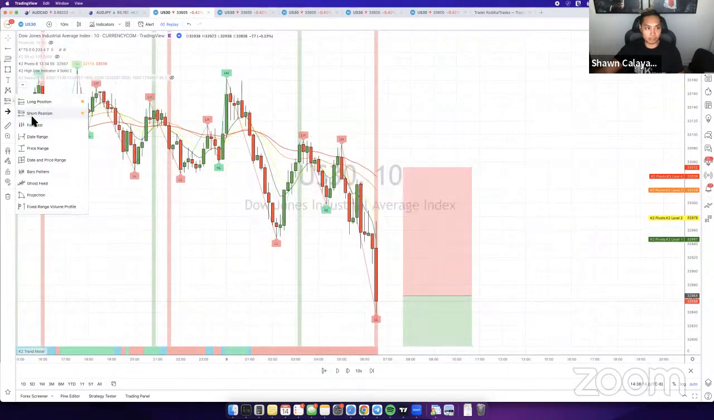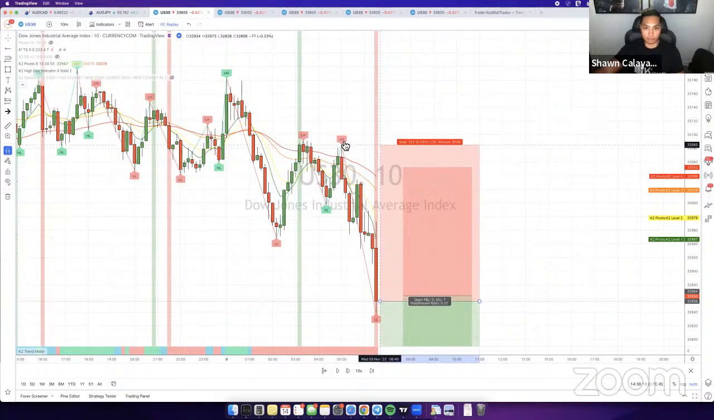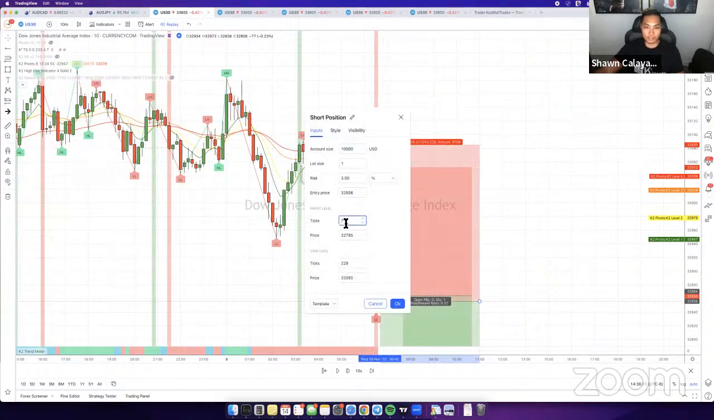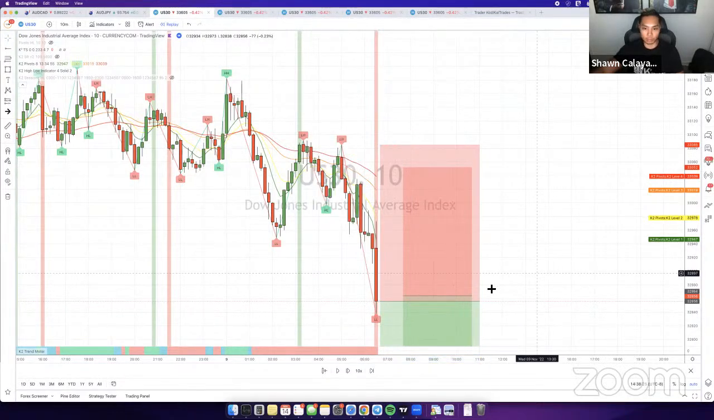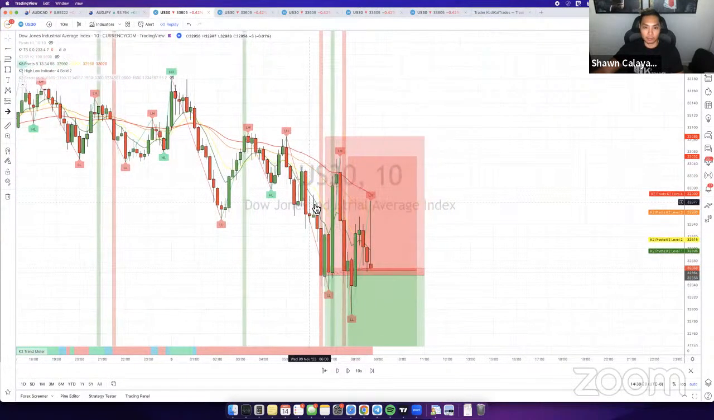But I think this one's even more overextended. So this one over here, this is actually 2,290 pips. That's an extremely big move, right? So this one here is even bigger. You can see how far it goes into drawdown. It goes into drawdown extremely.